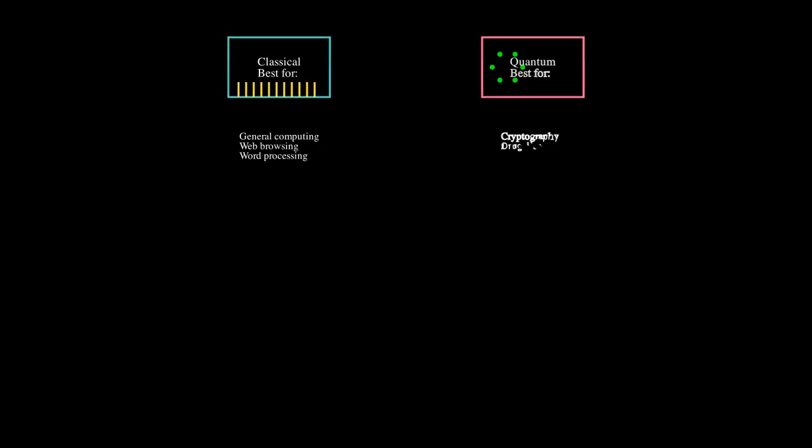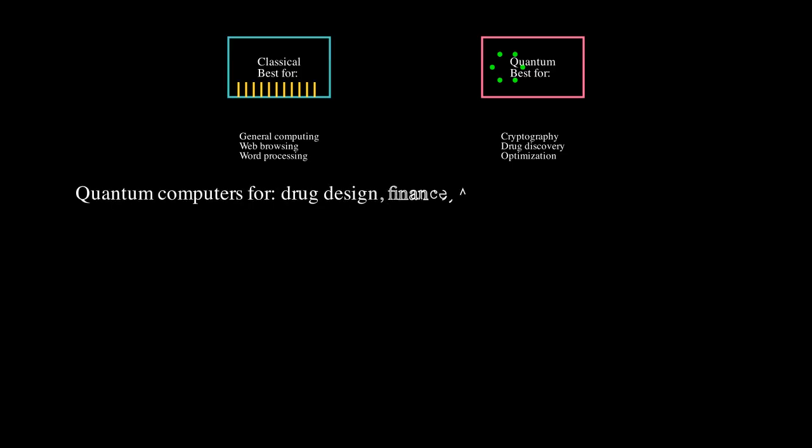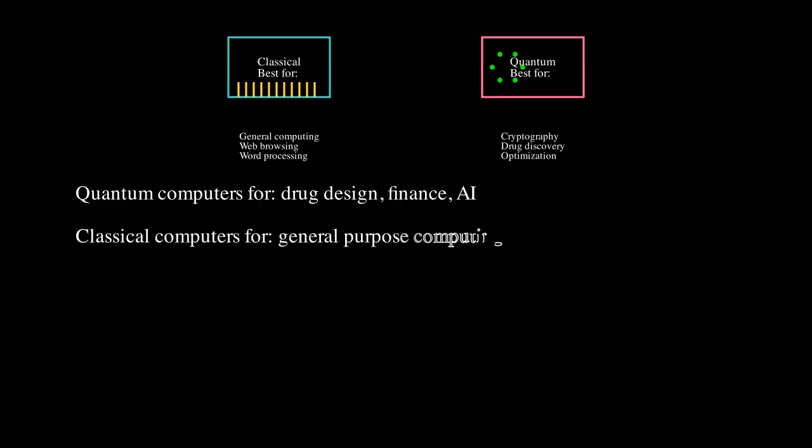Quantum computers don't replace classical computers but excel at specific problems like cryptography, optimization, and simulation. Different types of computers are suited for different applications. Classical computers excel at everyday tasks, while quantum computers target specialized problems requiring massive parallel processing. Quantum computers show promise in drug design, financial modeling, and artificial intelligence applications. Classical computers remain the best choice for general-purpose computing and everyday tasks.